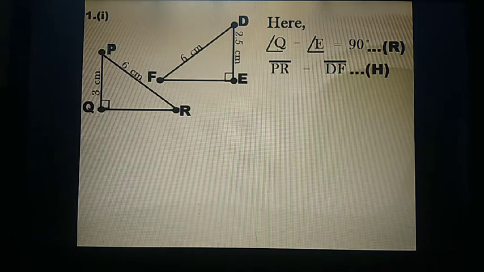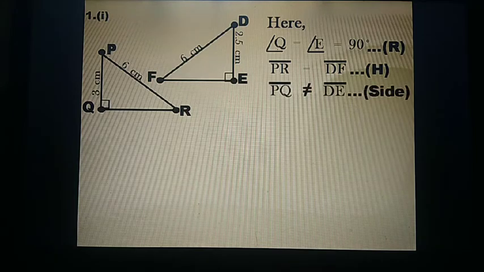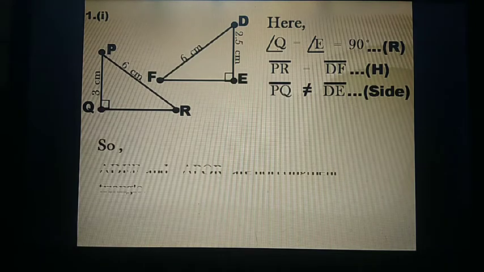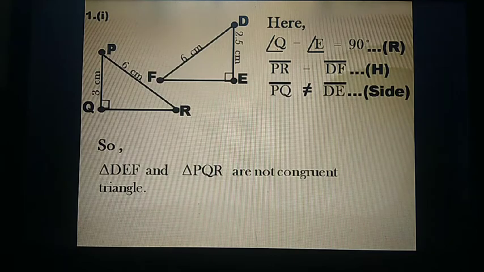The next pair given to you is PQ and DE, which will act as the side, but they are not equal. PQ is 3 and DE is 2.5. So R you are getting, H is there, but S is not present. So the two triangles are not congruent by RHS congruence rule.